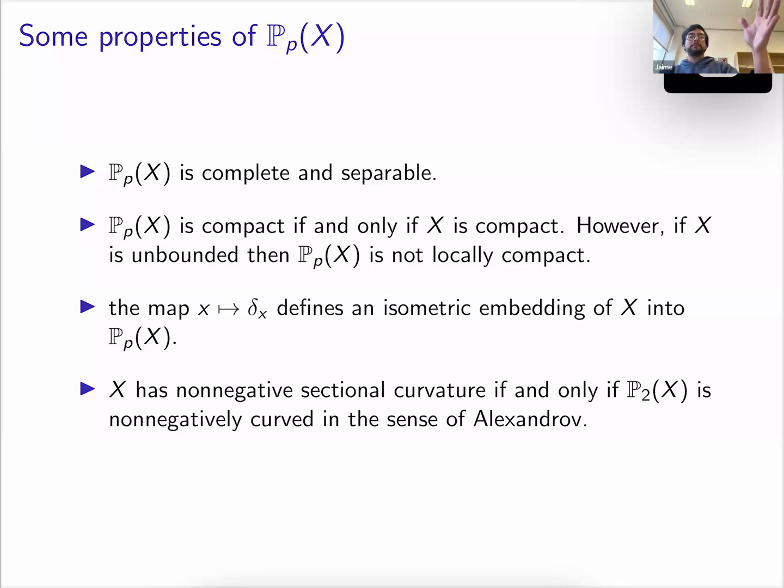So in the space of probability measures, I have a copy of my base space X such that the distances are preserved. And the last feature, which is perhaps the most geometric one, is that if I take the exponent to be p equal 2, then X has non-negative sectional curvature if and only if the Wasserstein space has non-negative sectional curvature in the sense of Alexandrov. That is, in the sense of these comparison triangles.